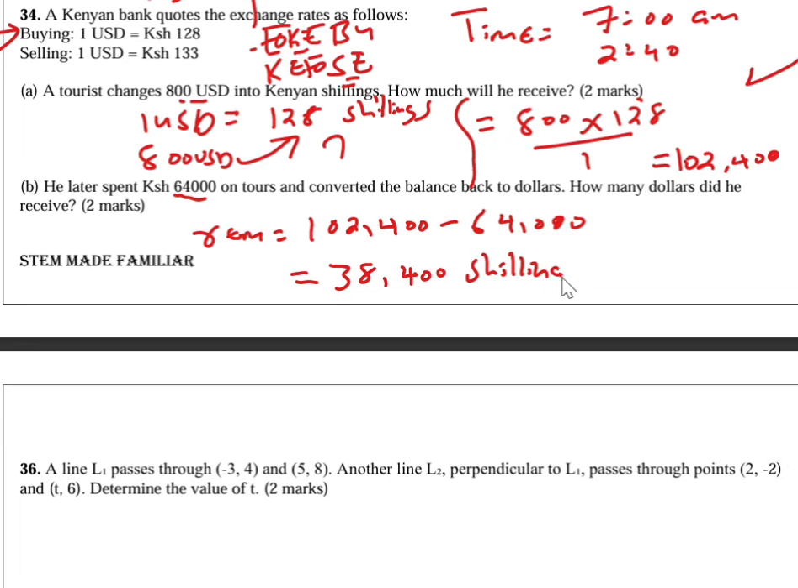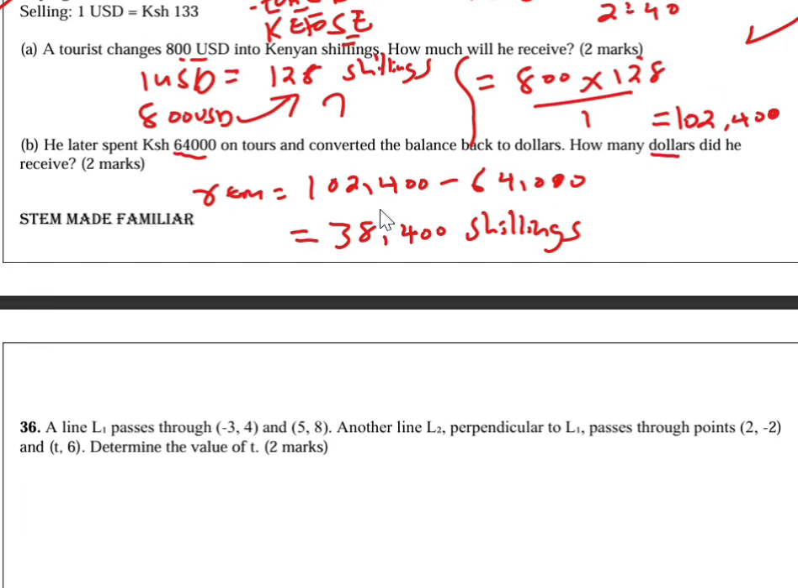So hii aka convert back now to USD, arudi nayo kwao. So remember, nimekwambia from Kenya to foreign, because anataka kuchange now from Kenyan shillings to dollars. So utatumia nini? Selling. So you come here on the column of selling. Maybe you can write here, you say 1 USD. Pesa ngapi ya Kenya?